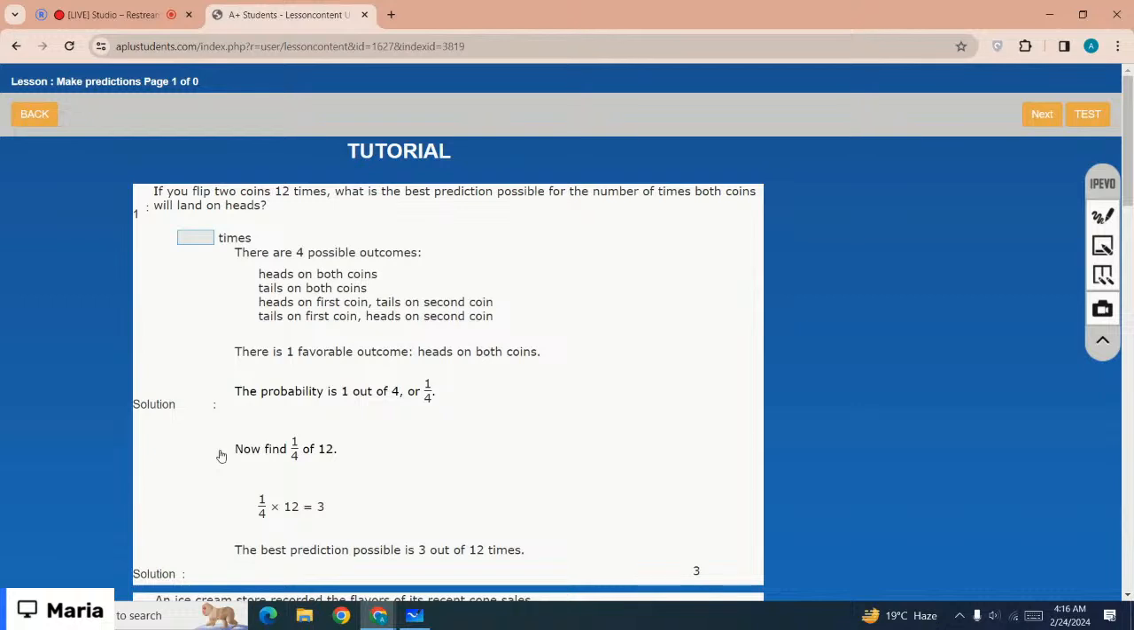You need to find the probability that both the coins land on head. So the probability is 1 out of 4, right? Because you did it 12 times, you need to multiply it by 12. That means the best prediction is 3 out of 12 times you have head on both the coins. Got it? Let's just start with the test questions.